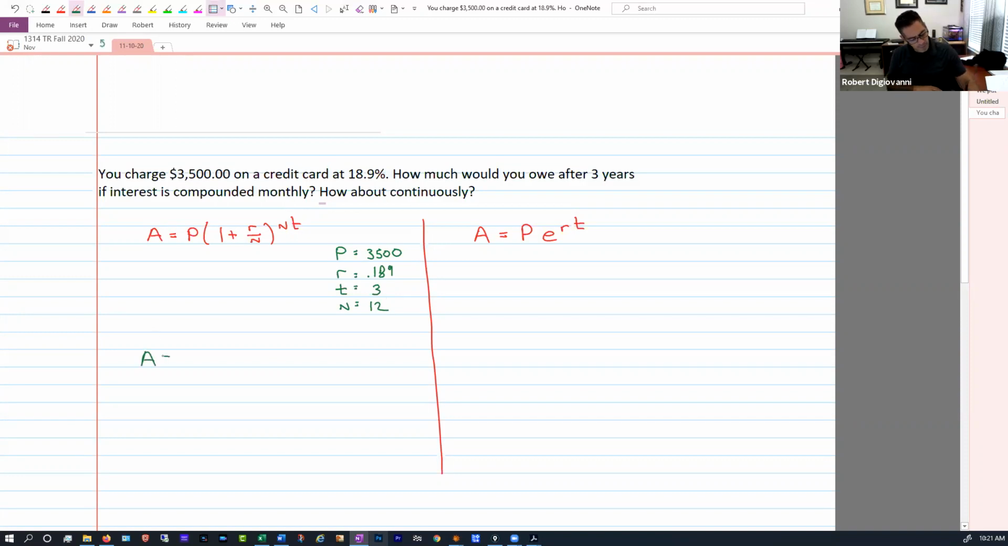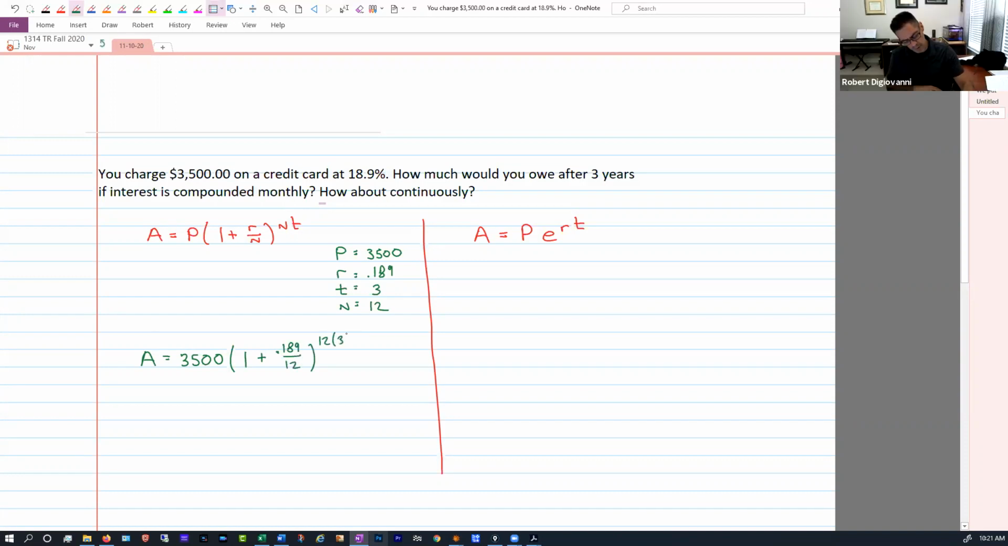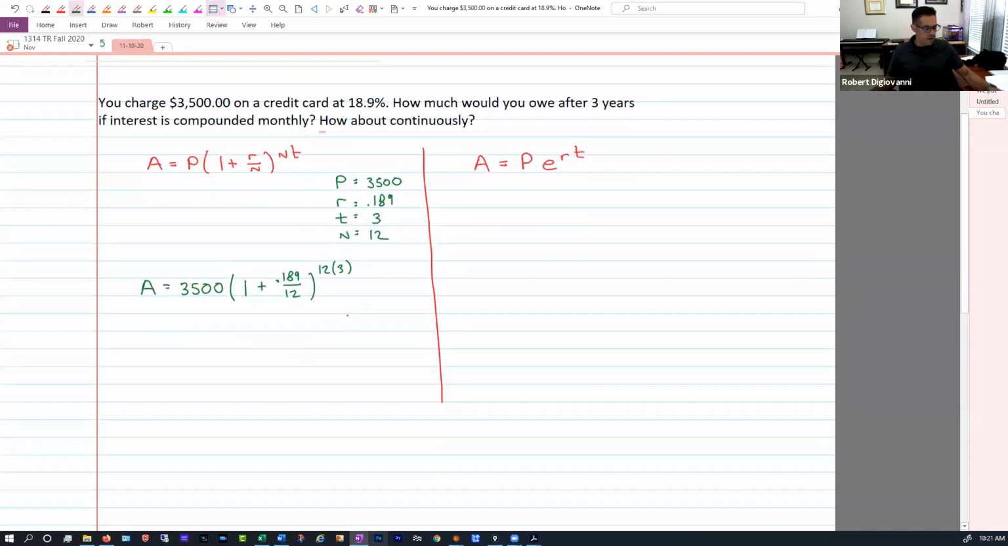Okay, now we plug in 3,500, 1 plus R, which is 0.189 over 12, and then 12 times 3. So I'm going to work a little faster here. I'm going to go ahead and calculate what this is. So I'm going to do 0.189, divide that by 12, and then add 1. So 3,500 times 1.01575 raised to the 36, because you have to multiply the 12 times 3. I'm going to go ahead and let you calculate this.